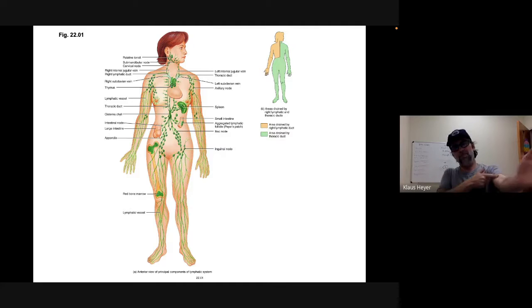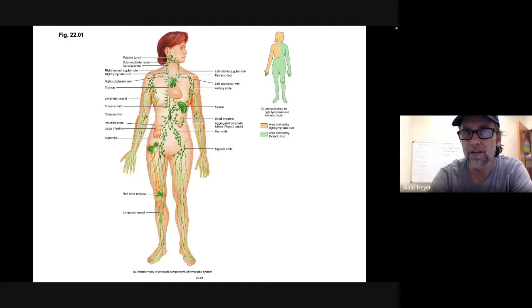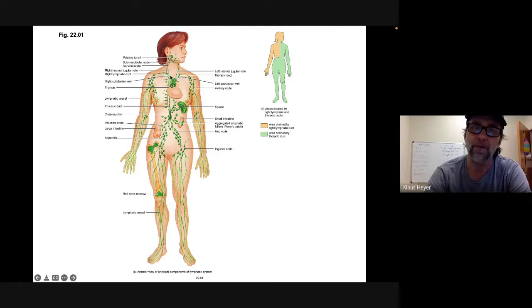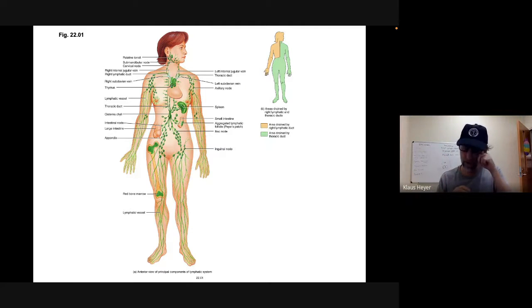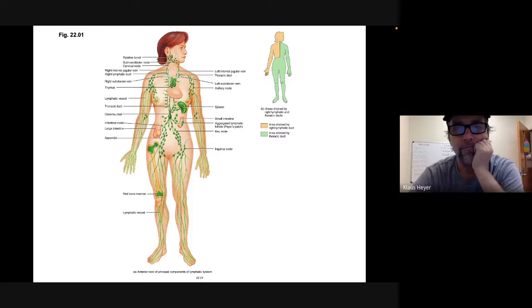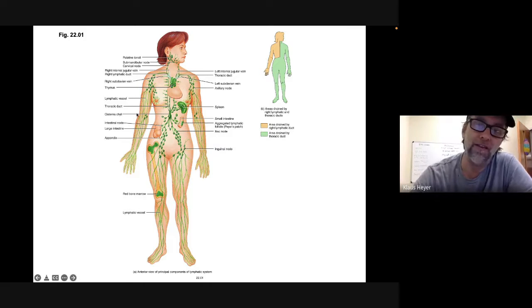It's just going up my arm, around my shoulder, and it's all going to dump into the subclavian vein, the left or the right subclavian vein. So all of this lymphatic system that you see drains fluid from around your body, and it's all headed toward the subclavian vein. So this is the lymphatic system.